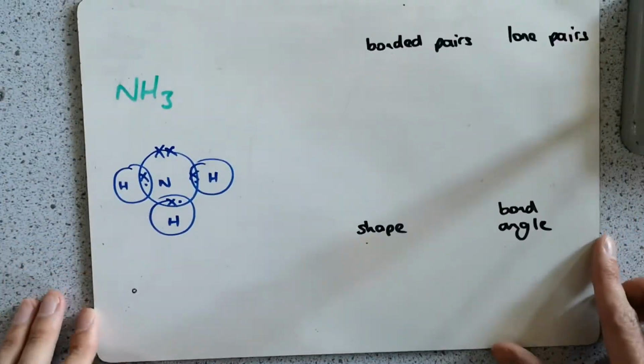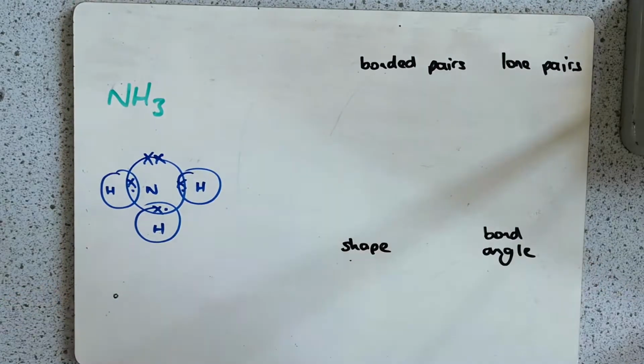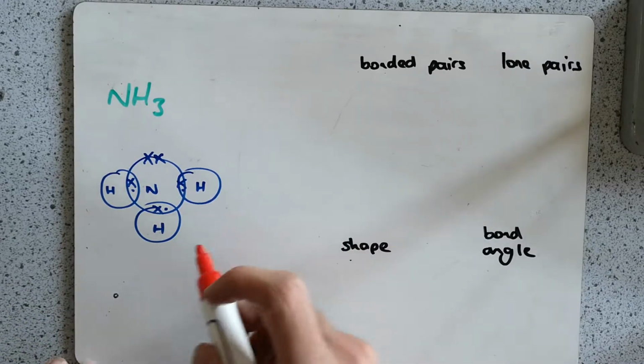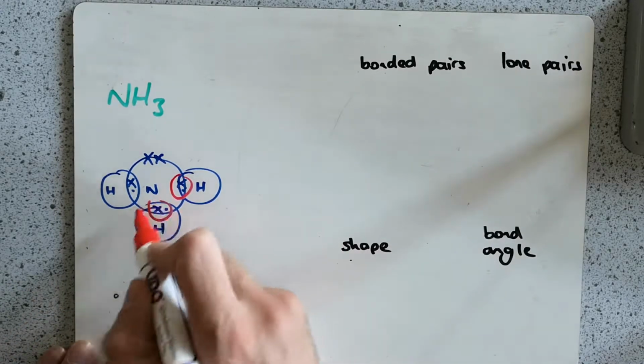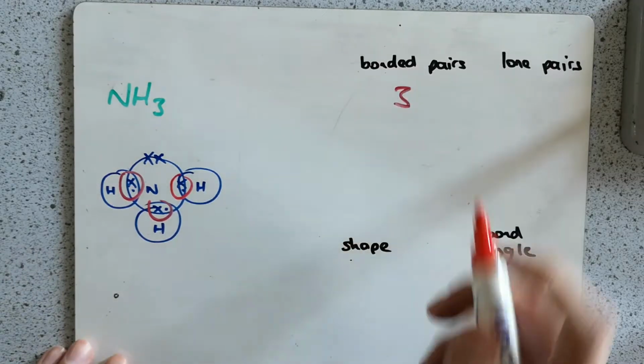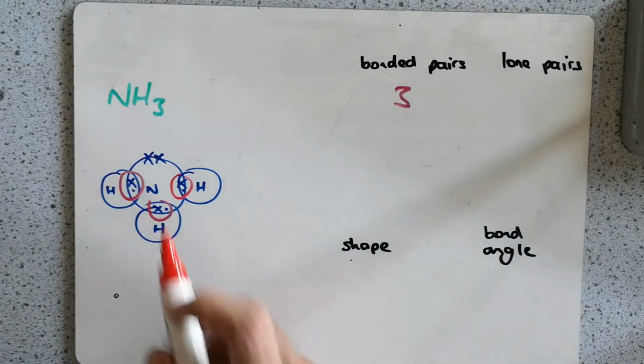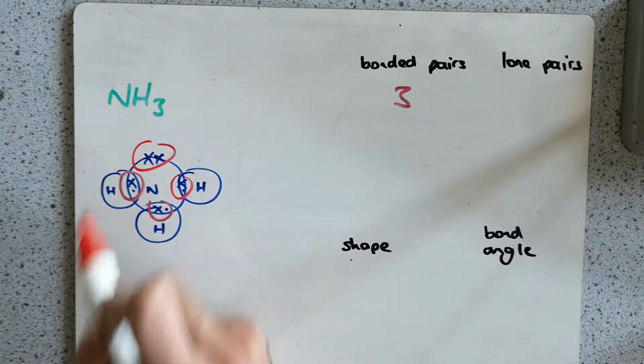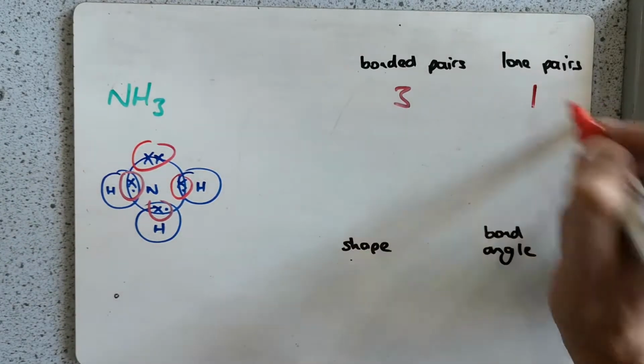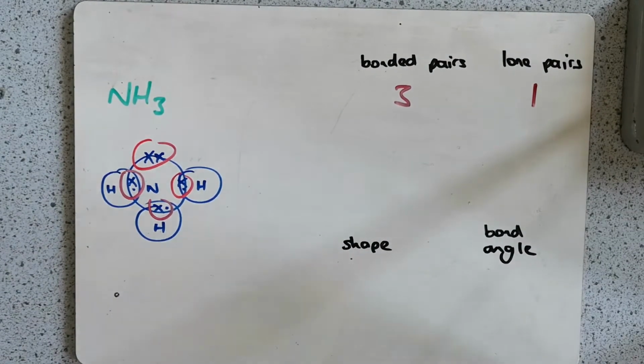So now we're going to have a look at ammonia. This is NH3. Pause the video if you want to give this a go yourself. So we'll start. We have 1, 2, 3 bonded pairs. And now this is the first time we're going to see a lone pair on our central atom. Just here, 2 X's together. So that's 1 lone pair.